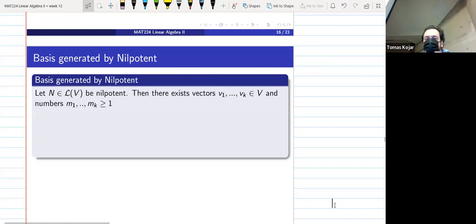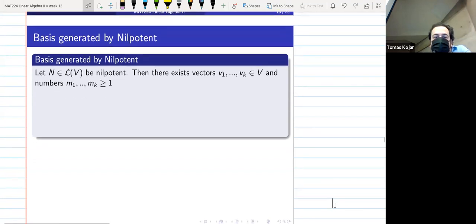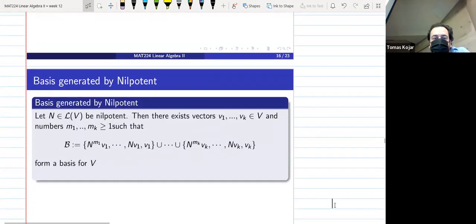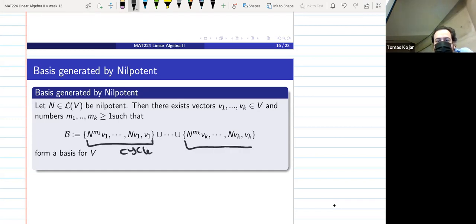I will also take Monday. It is too much material. So take M to be nilpotent, and then we build the following basis. We claim that there are some vectors in your space and numbers so that you can form the following. They're called cycles. So each of them is a cycle. That's what it's called.